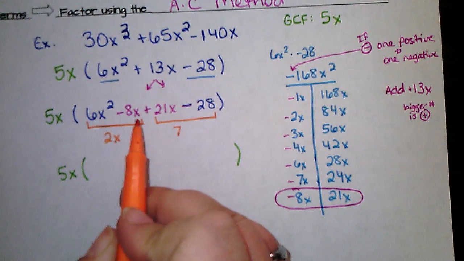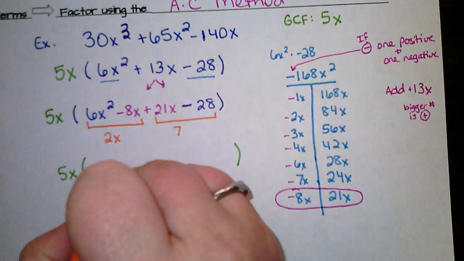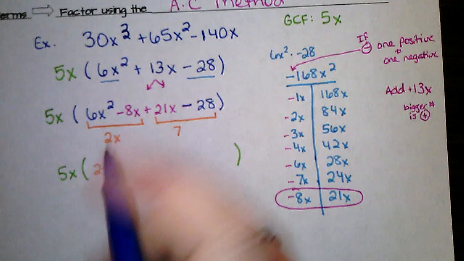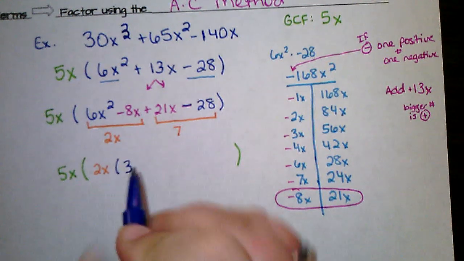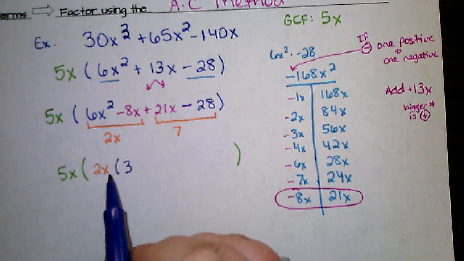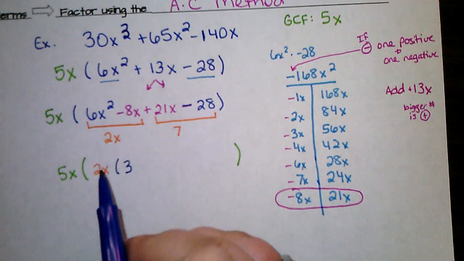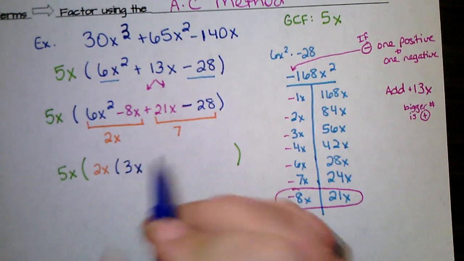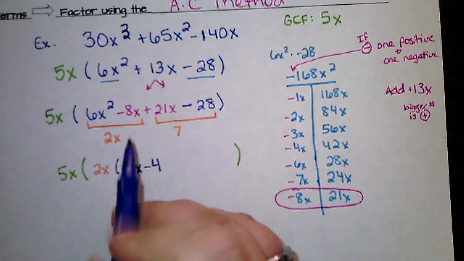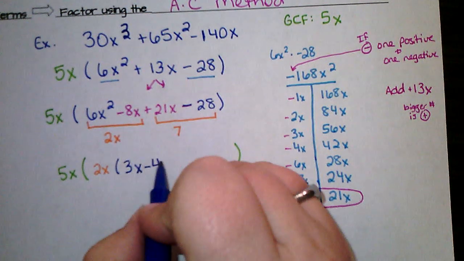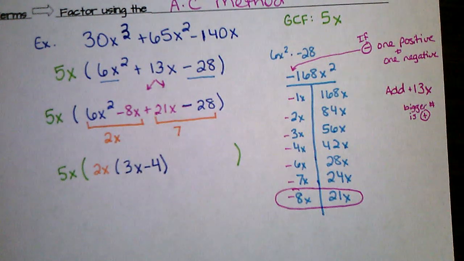So from these two terms, if I take out a 2x, what is left? So 6 divided by 2 leaves me with 3. X squared, remember when we're dividing by x, we subtract. So 2 minus 1 leaves me with an x. Negative 8 divided by 2 is negative 4. The x is out here, so I don't have any left for there.